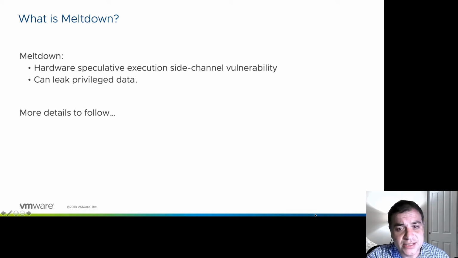Presumably, this definition is not needed for those of you who know Meltdown, and it is insufficient for those of you who don't know Meltdown. So let's go through a short animation to understand what speculative execution side channels are and how they can be used to leak data.